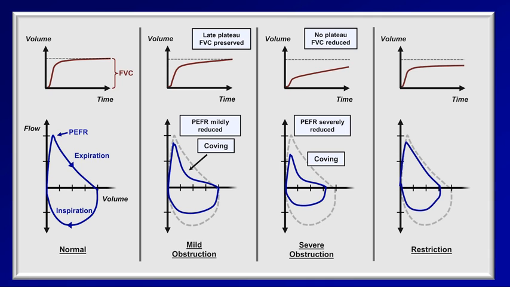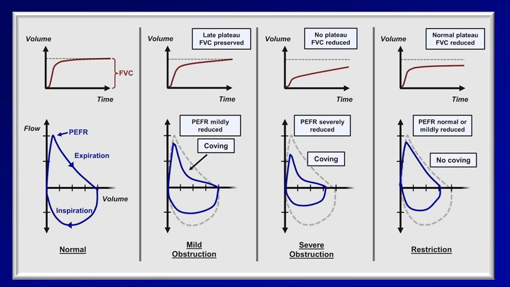In restriction, since airflow is normal, the plateau in the upper graph is achieved quickly. However, FVC is reduced. You'll notice that the flow volume loop looks like a normal loop that has been shrunken in all directions with no coving present.